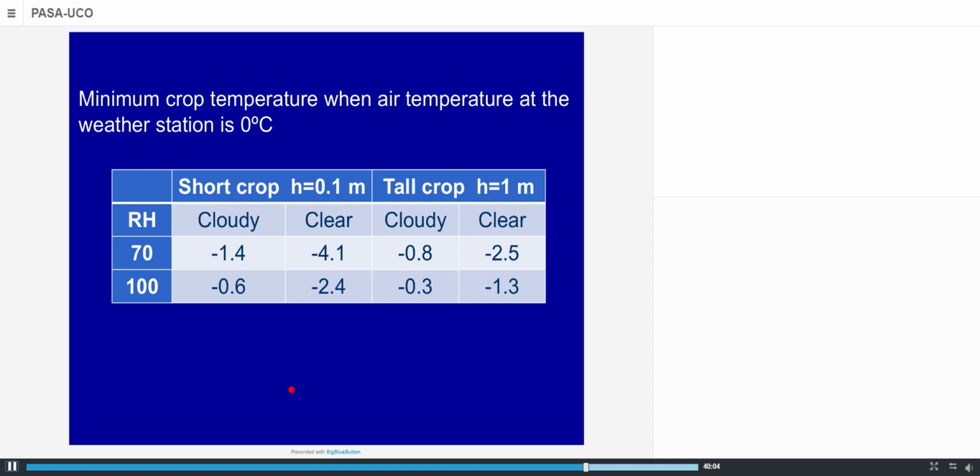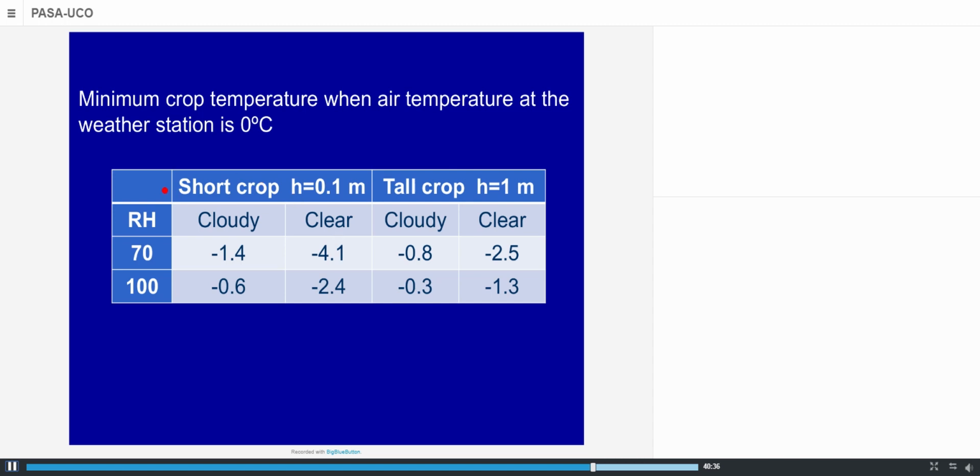For instance, in the case of frosts that we will be talking about in the second lecture today, when we have 0 degrees measured in the weather station, in a shelter, with a shelter instrument, when the conditions at the weather station are of 0 degrees, the values that we can observe for different crops and different conditions would be as follows.